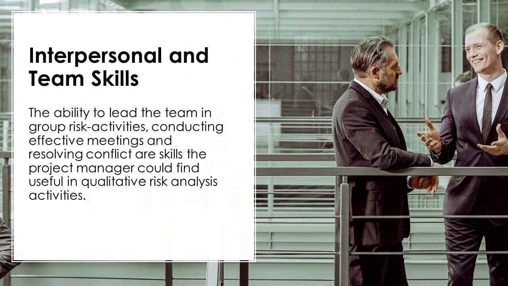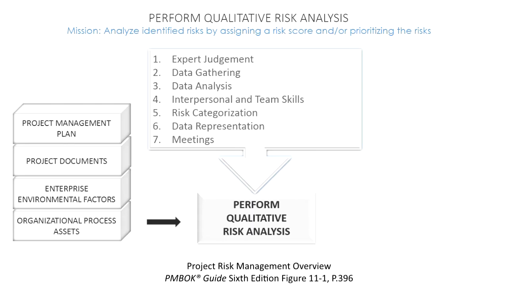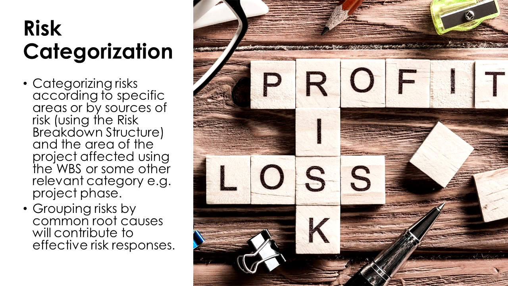Also, the project manager may find him or herself having to iron out any disagreements and to uncover any sources of biases. The next tool and technique is risk categorization. Risk categorization can be done using the WBS or the RBS. These categories that we use to define risks should have been previously defined in the risk management plan.